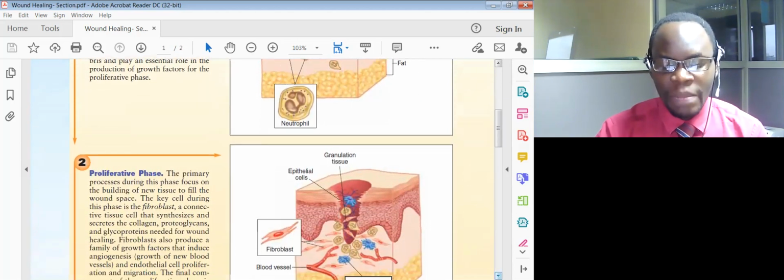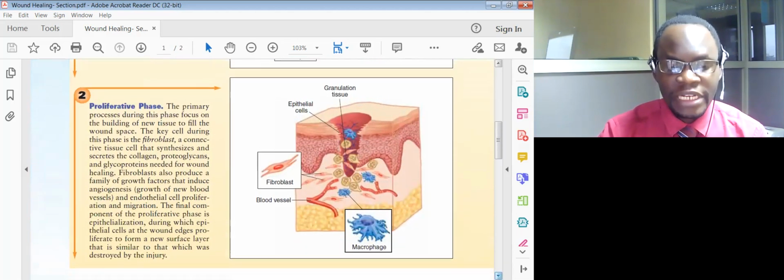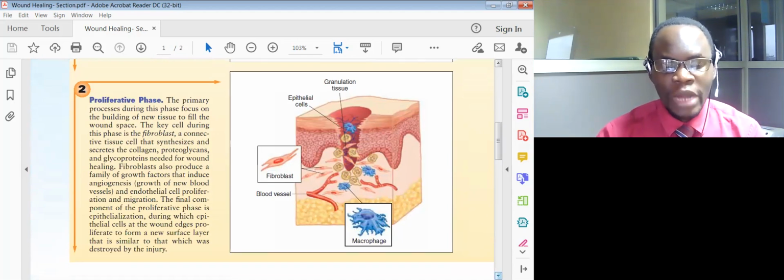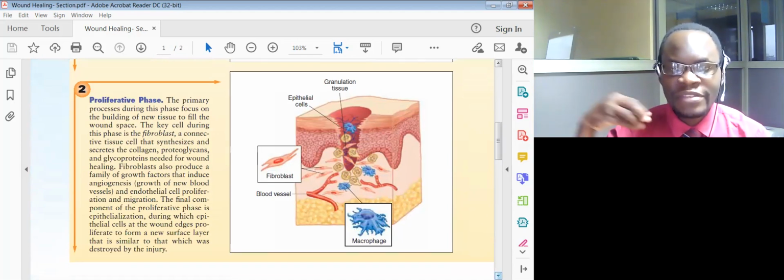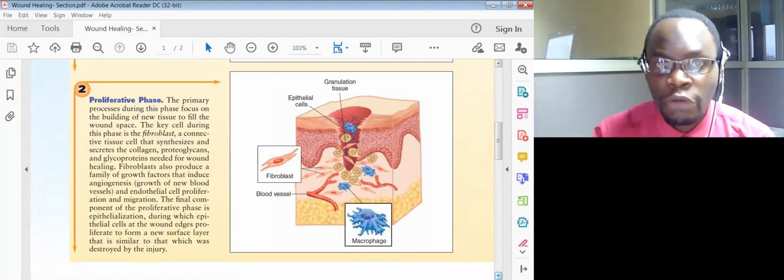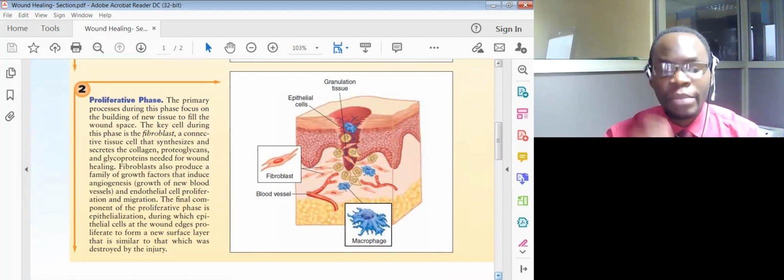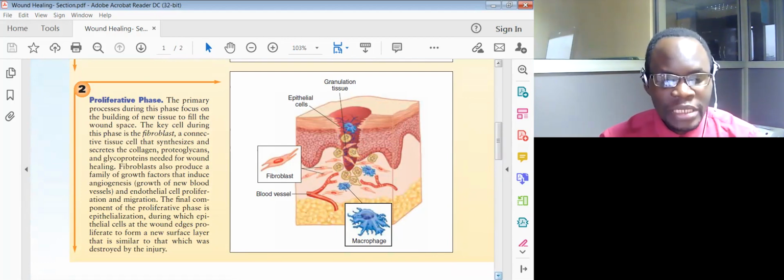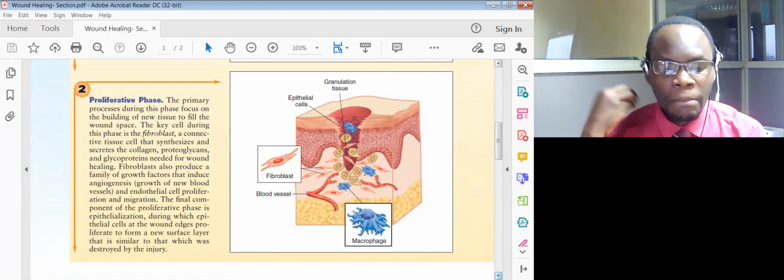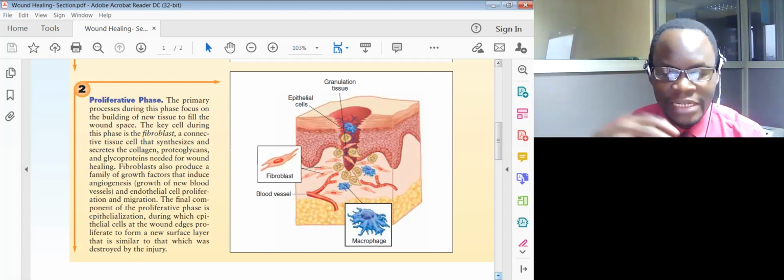Now, after the inflammatory phase, you have what we call the proliferative phase. What we mean by this is that we have cells going to the place of injury. The primary process during this phase focuses on the building up of new tissue to fill up the wound space. And here we talk about the fibroblasts. They go to this area to fill up the space that is there.